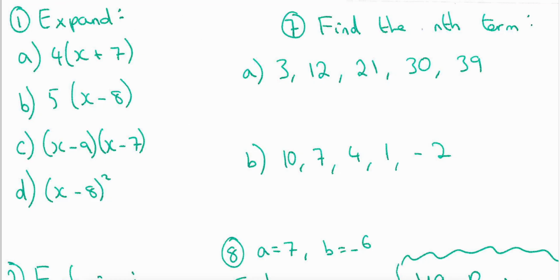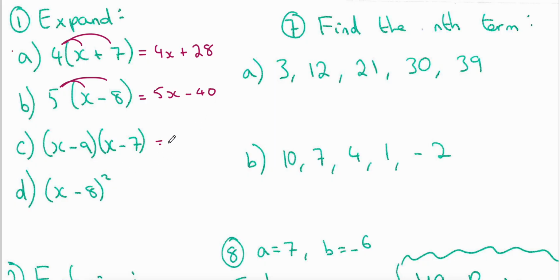So let's go. Question number 1. 4(x plus 7) is going to expand to 4x plus 28. Make sure you multiply both parts by 4. Part B, we're going to multiply both parts by 5. So it's 5x minus 40.